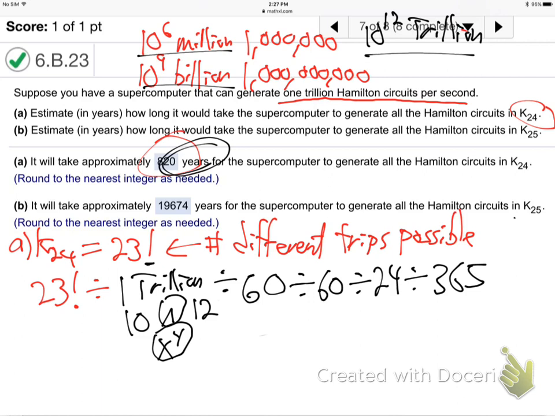So you're going to want to write that down on your 3 by 5 card. It's 23 factorial divided by 10 to the 12th, divided by 60, divided by 60, divided by 24, divided by 365. That takes it from seconds to years. And you should get the answer, rounded, 820 years.